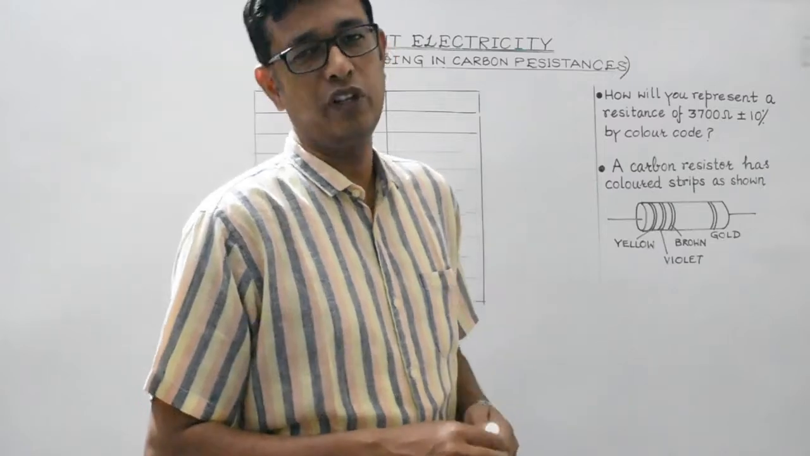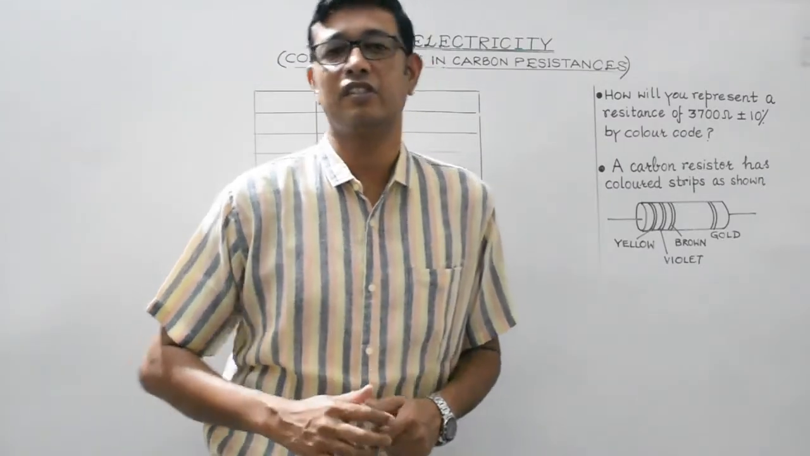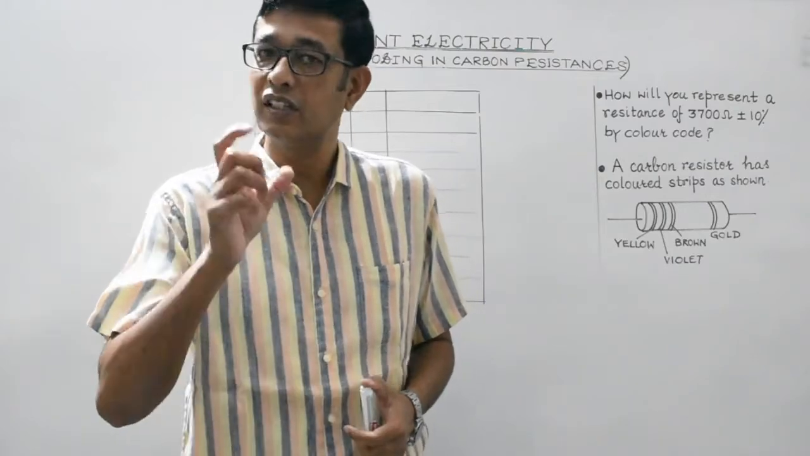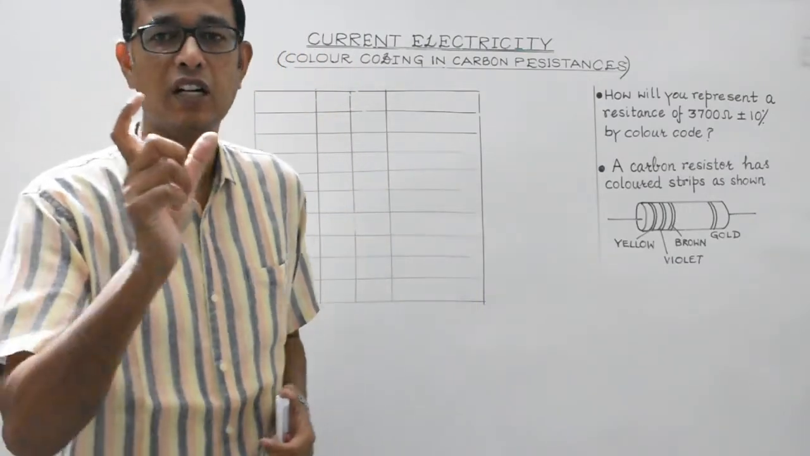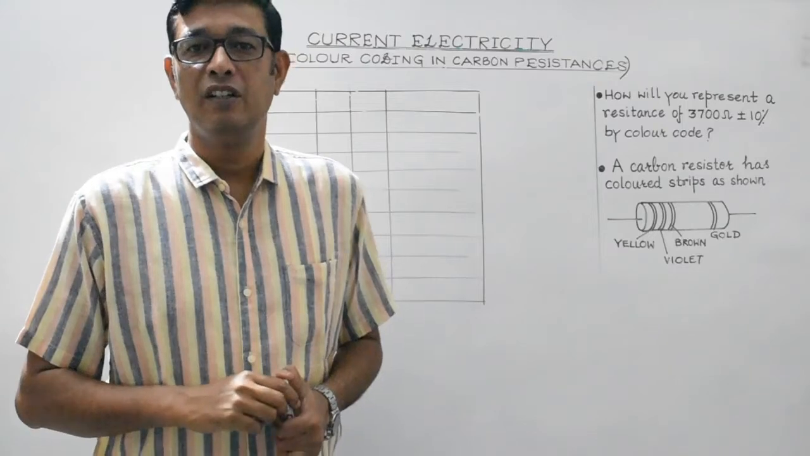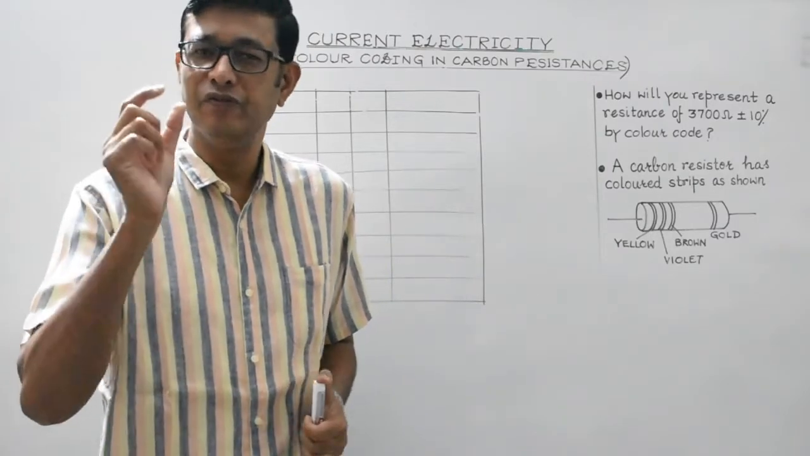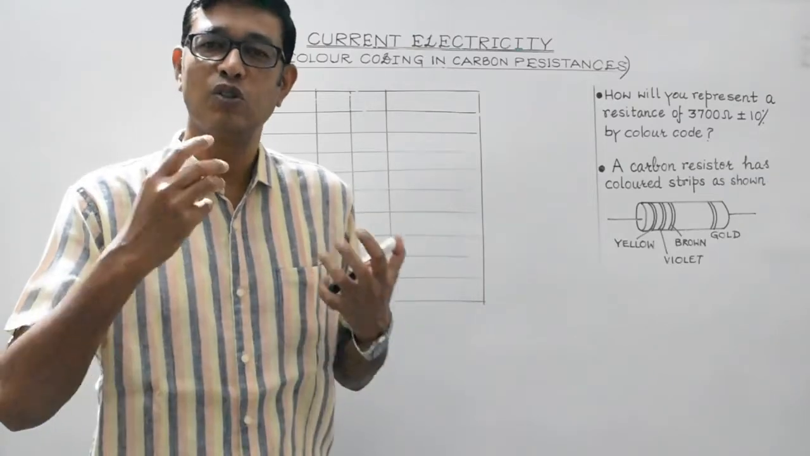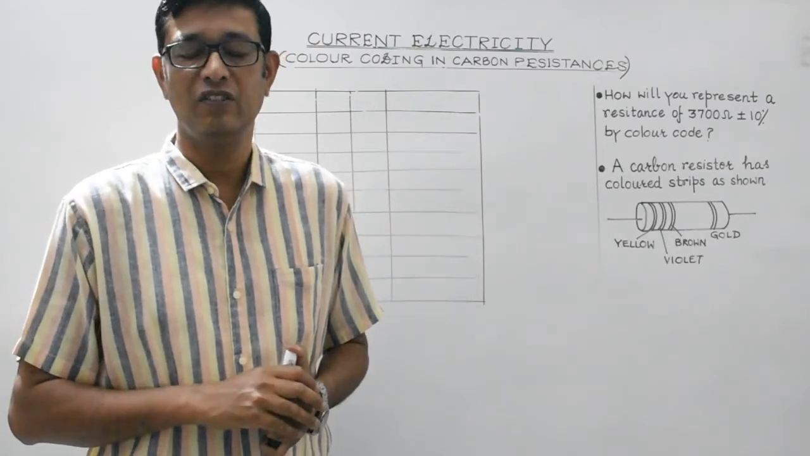So today we are going to discuss a very interesting topic, related to the color coding of a carbon resistor. Now resistors, as you are aware, are a very important electrical component. They are used in almost all electronic circuits, right?